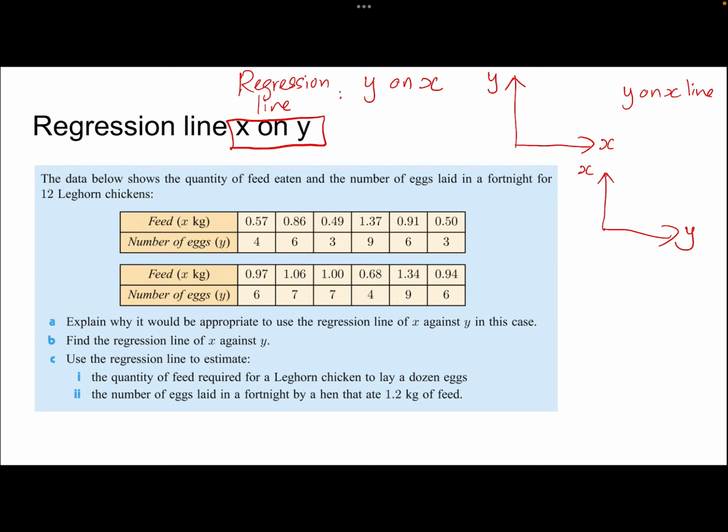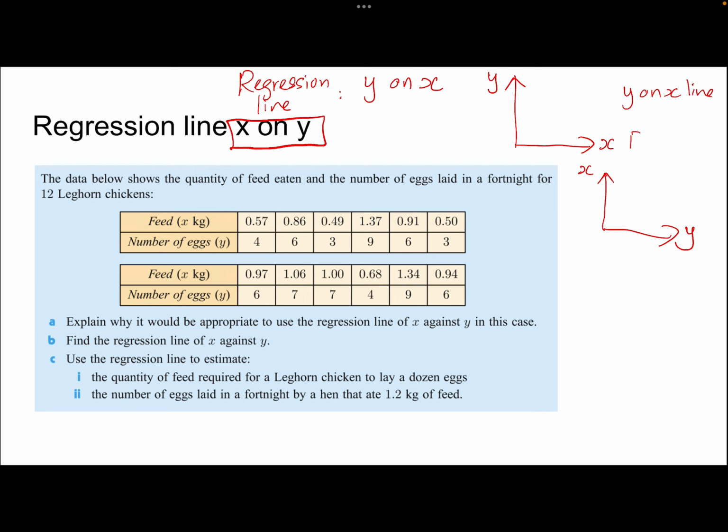I have a bunch of data saying that if the chicken eats 0.57 kilograms of food, it's going to lay 4 eggs. If it's going to eat 0.86 kilograms, it's going to lay more eggs. And again, if it eats less, which is 0.49, it's going to lay like 3 eggs, which makes logical sense, because if chickens eat more, the causal relationship would be that they should be laying more eggs. So technically speaking, this is what you probably would think.